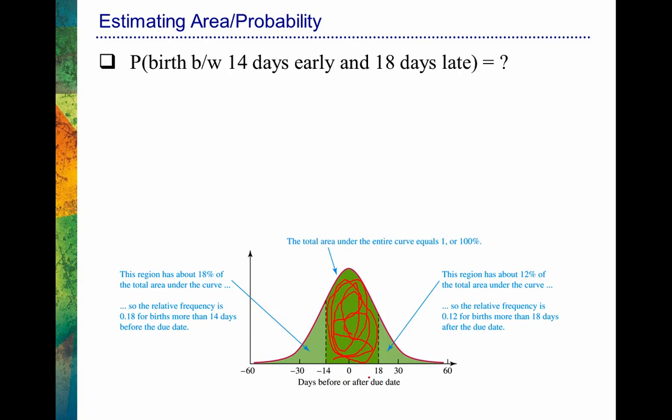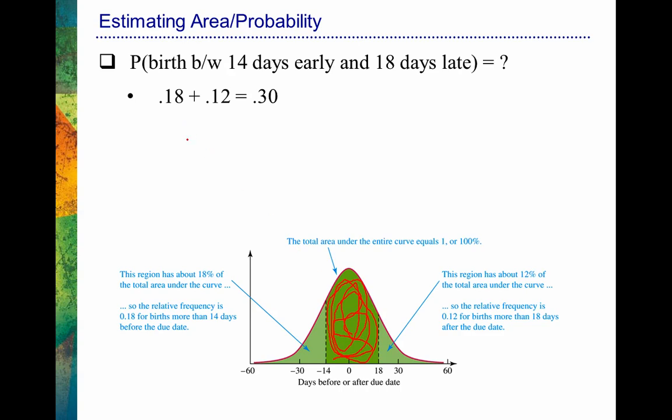Luckily for us in this case, some of these other areas are labeled for us. Later on, we'll learn how to find those areas on our own, but we're trying to start early and understand the basic concept. So in this region right here, it says this region has about 18% of the total area under the curve. That's associated with people giving birth 14 days early or earlier. It says right here about 12% of the distribution is associated with births in this range, which is more than 18 days late.